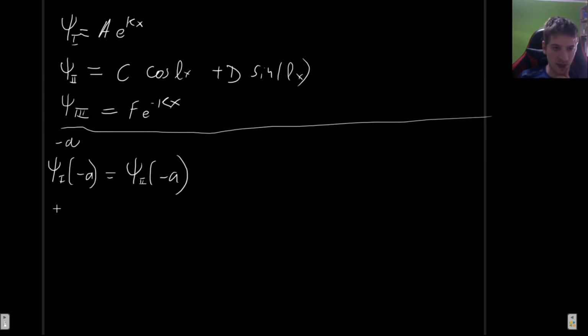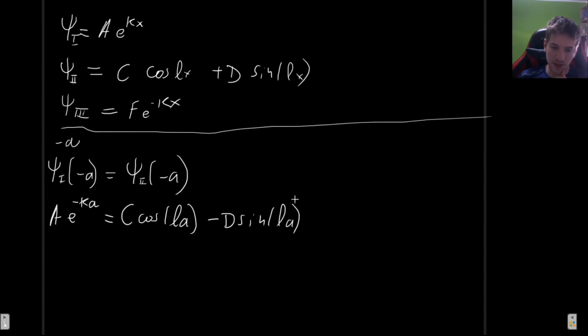So let's just write it in. It's going to be A e to the minus Ka has to be equal to C cosine of LA minus D sine of LA, right? Because it's sine of minus LA, so I just take the minus sign out because it's an odd function. This is equation number 1.